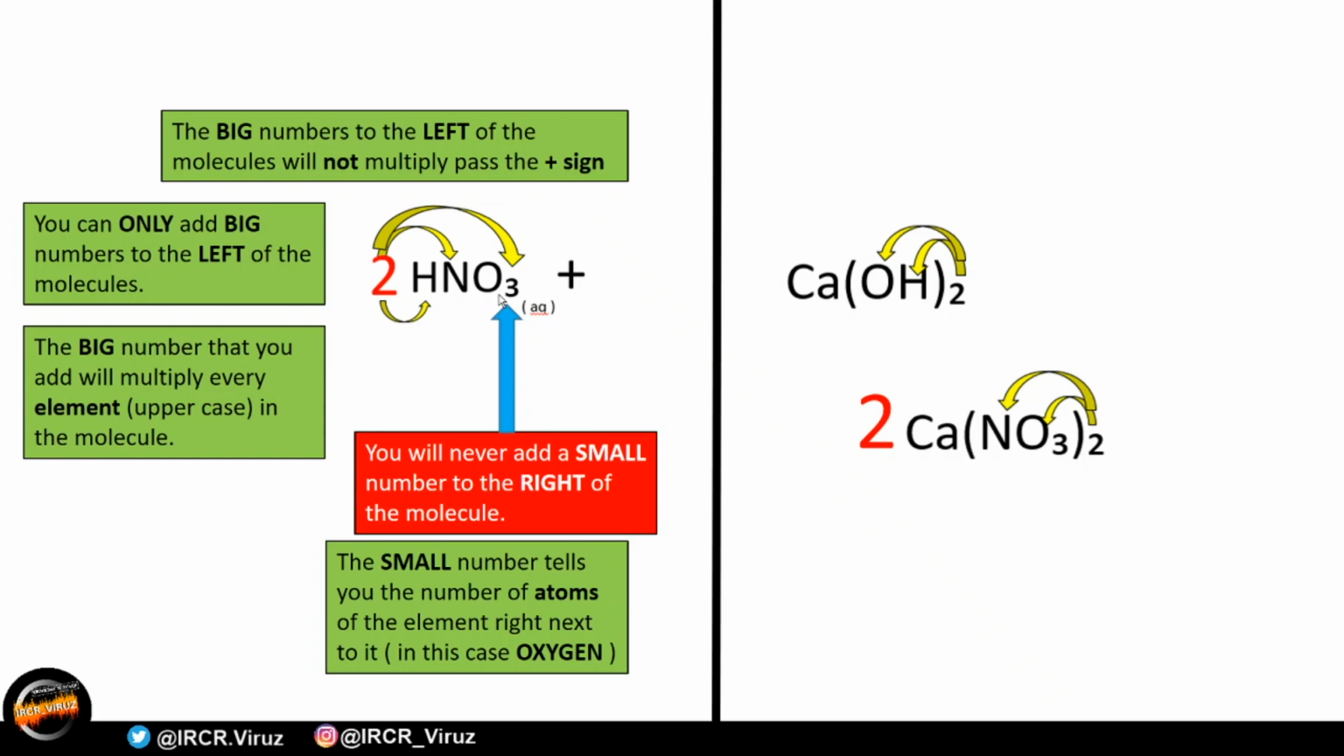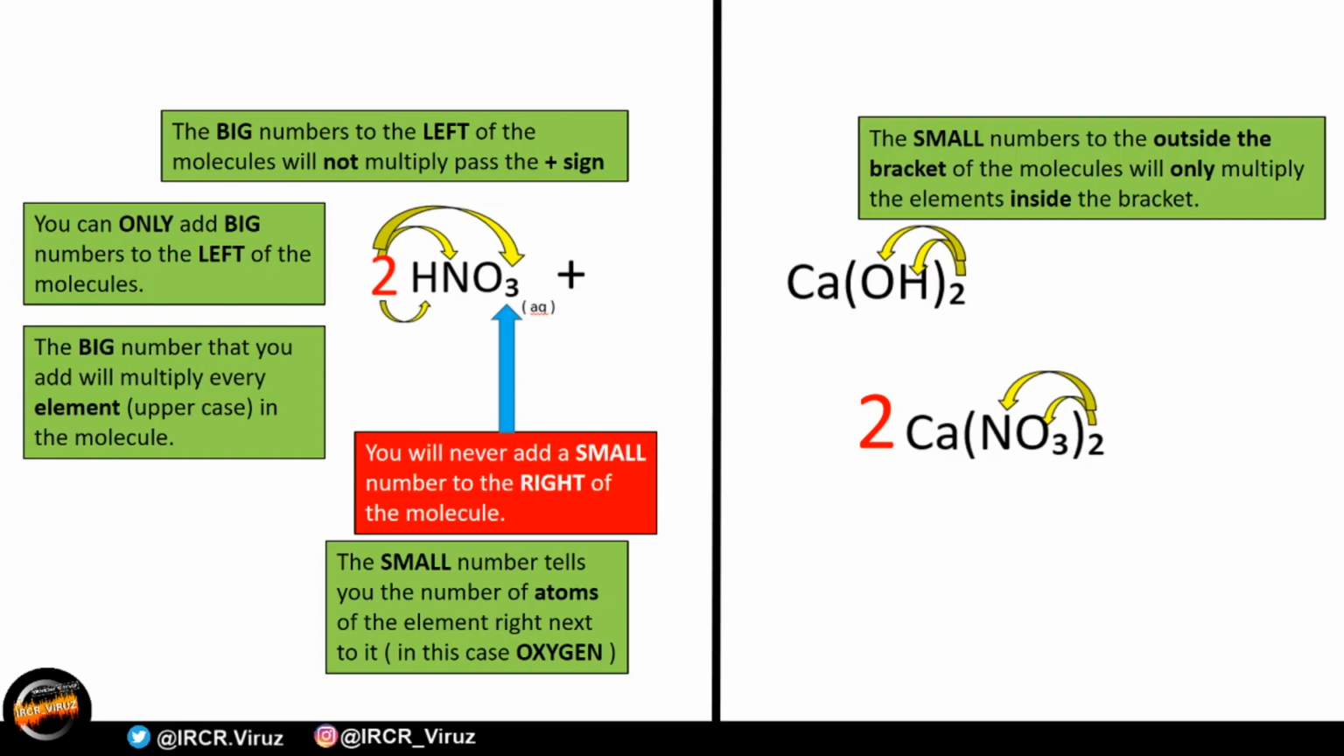Following from that, the big number to the left of the molecule will not multiply past the plus sign, okay? So in this case, 2 multiplies everything up to here. Anything after the symbol has nothing to do with it, okay?